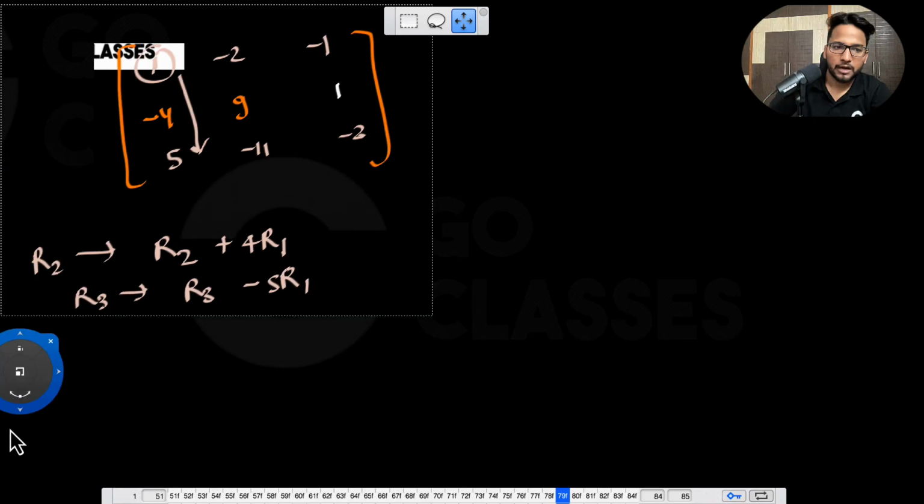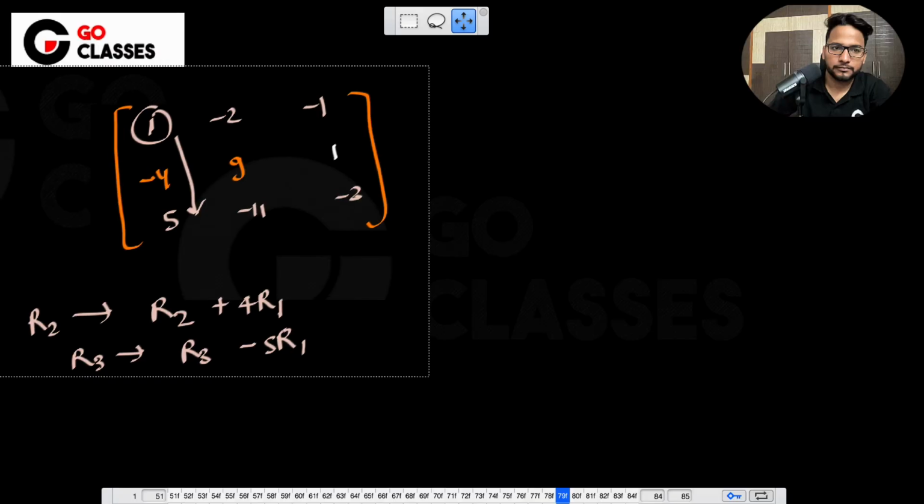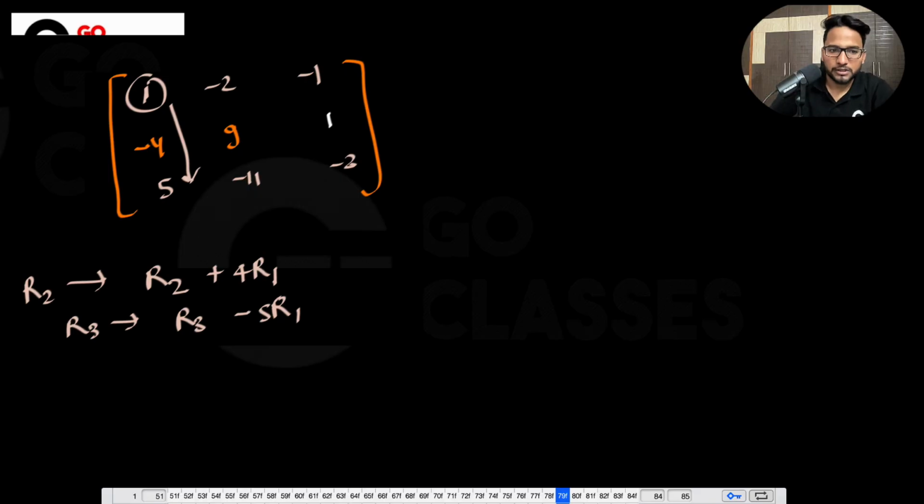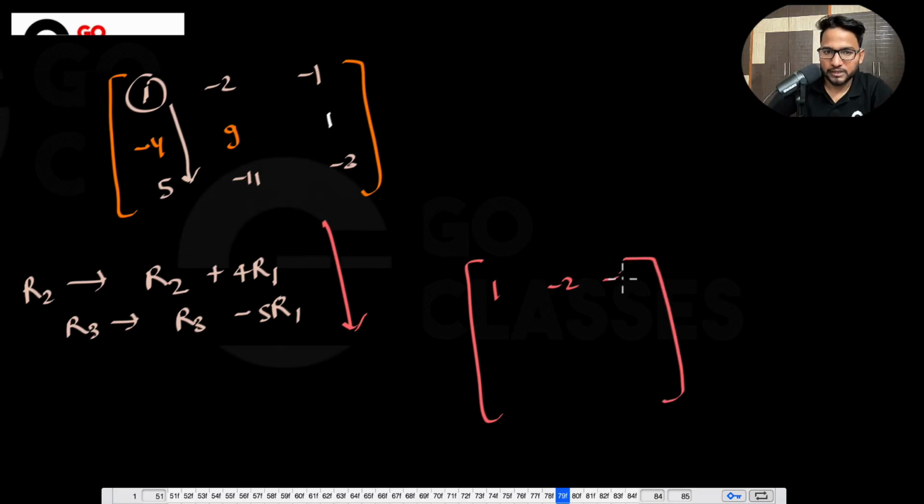After this you will be getting a matrix where you will have zeros below this 1. So this is the matrix that you will be getting, where 1, minus 2, minus 1, this will be 0. And now R2 plus 4R1, which means 9 plus minus 8, which means it will be 1. And then R2 plus 4R1 means it will be minus 3. And then it will be 0. And R3 minus 5R1: minus 11 minus 5R1 means plus 10.